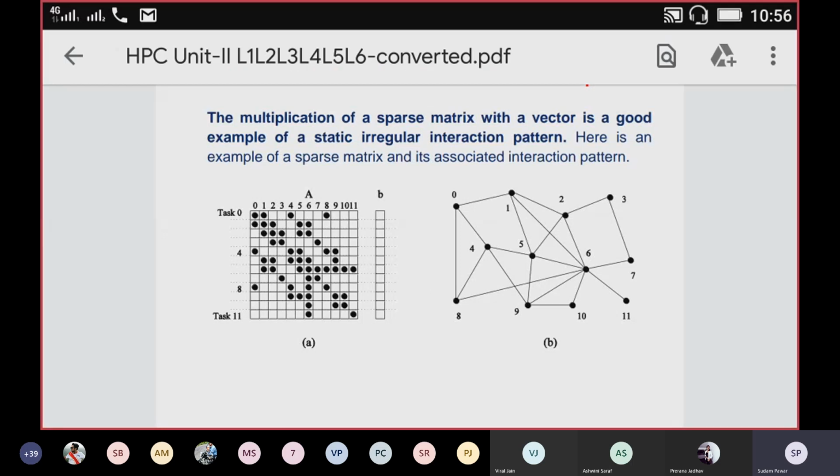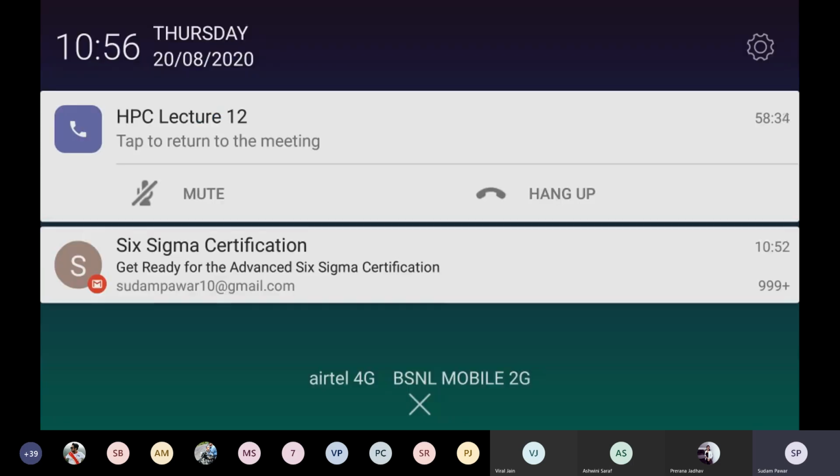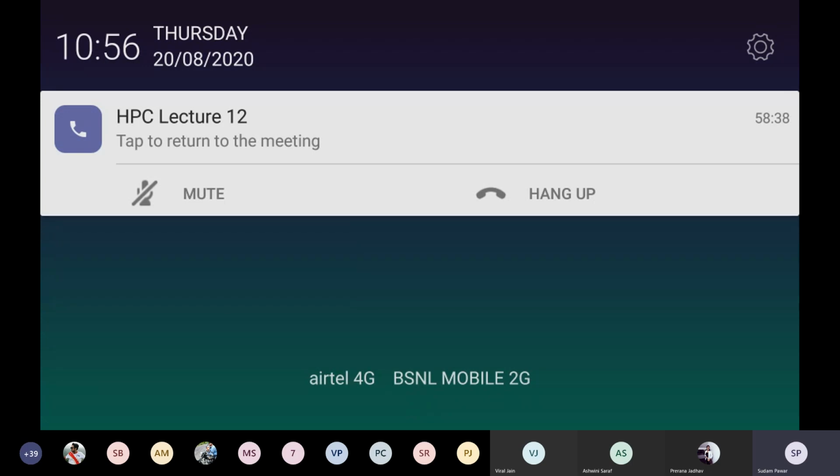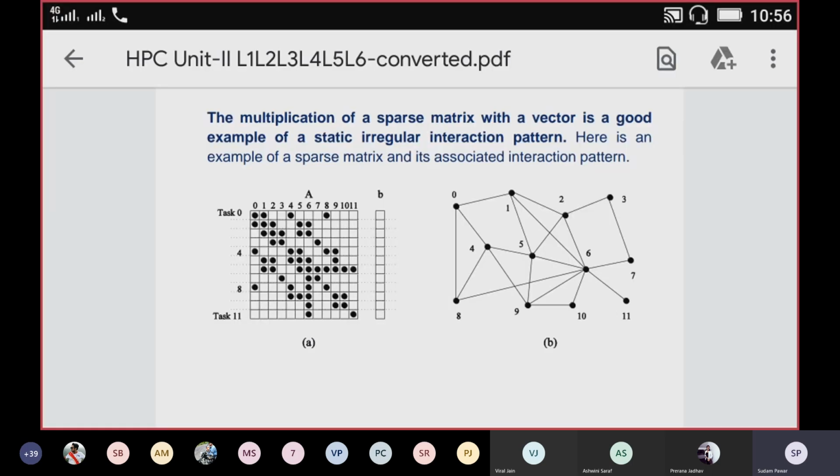So we'll stop here. If you have any query you can ask. I am here for the next 10 minutes because I have another lecture also today in the afternoon session.